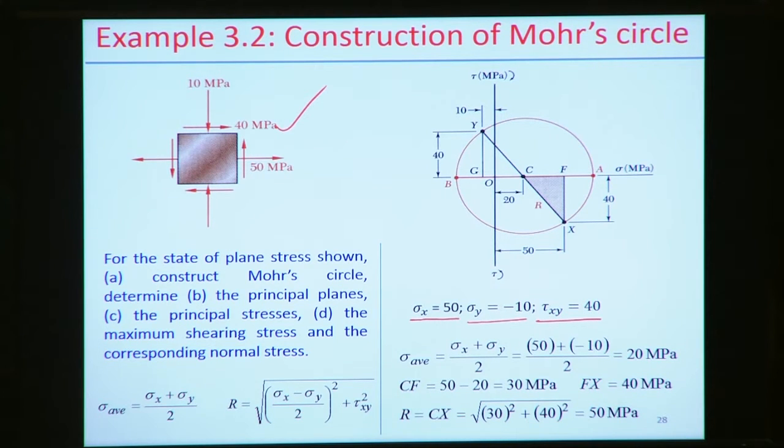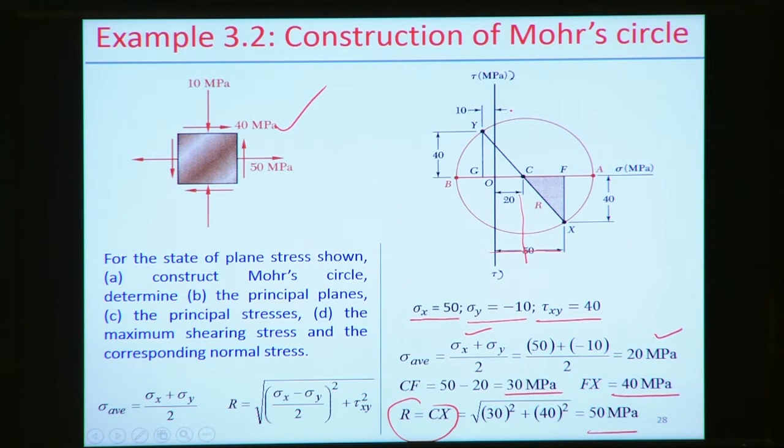Now the average stress value, sigma average, is equal to 20 megapascal. From here we can find the stress point at x. Since sigma x is given as 50, the point x can be drawn at a distance of 50, but the center point is 20. So CF can be calculated as 50 minus 20, that is 30, and Fx is the initial shear stress state, equal to 40 megapascal. So Fx is equal to 40 megapascal.